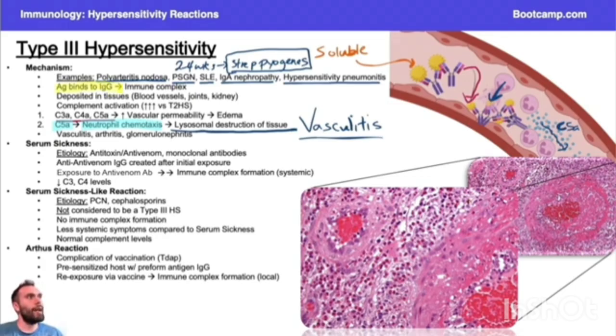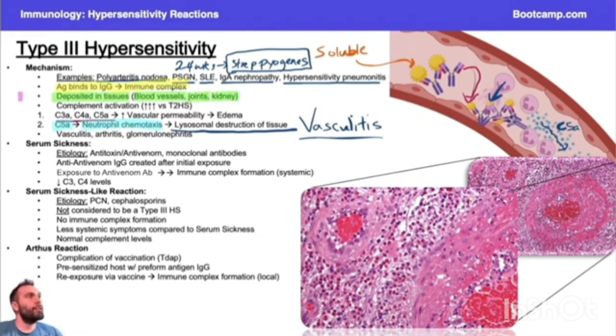Again, antigens are binding to immunoglobulins, soluble antigens floating around in the blood, not on any tissue at this point. Then they're forming these immune complexes like we see here. Those immune complexes are then getting deposited into tissues. If it deposits in a blood vessel, I get a vasculitis. If it deposits in a joint, I get an arthritis, right? If it deposits in a kidney, I get a nephritis.